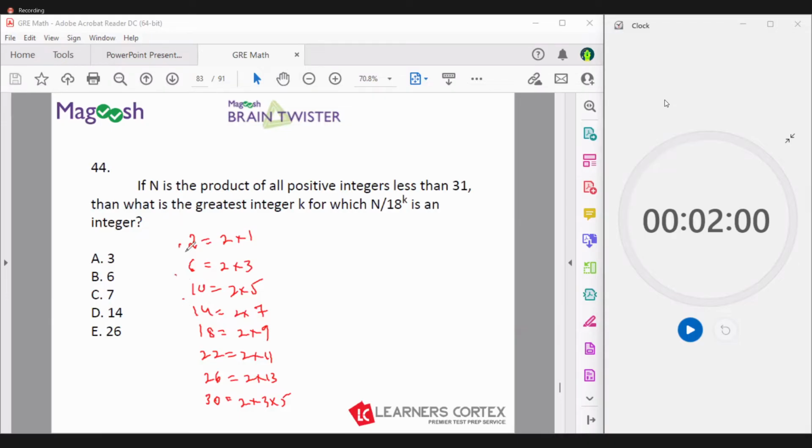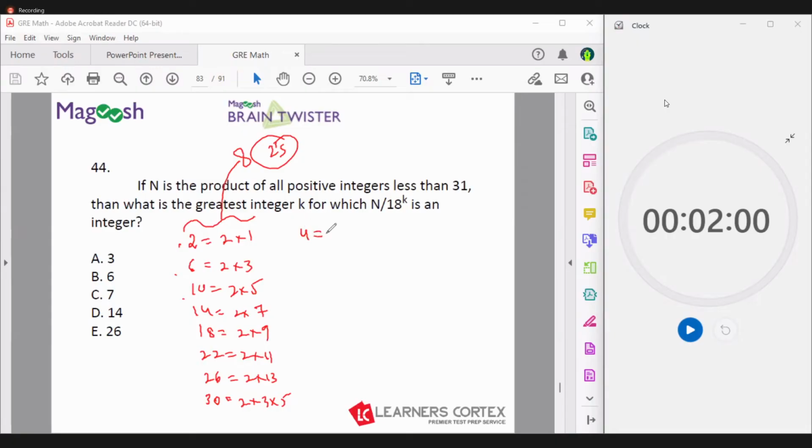Yes. 1, 2, 3, 4, 5, 6, 7, 8. So we have 8 twos basically here. Now we'll write down all the numbers which have the factor of 2 exactly 2 times. Not more, not less.